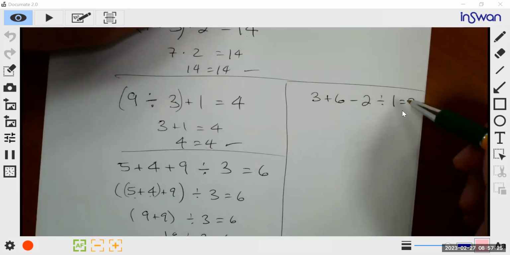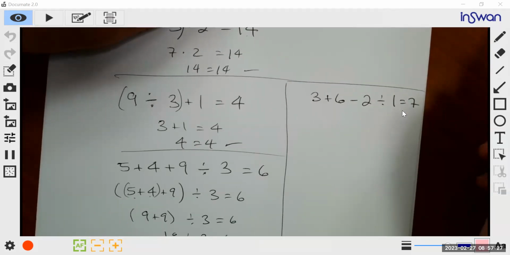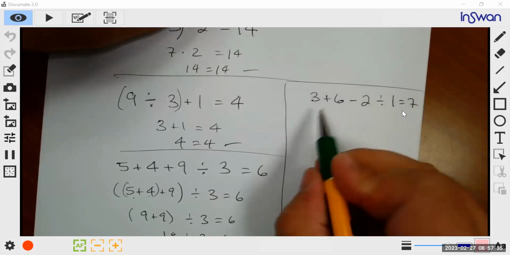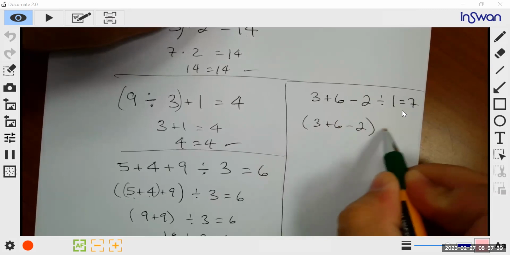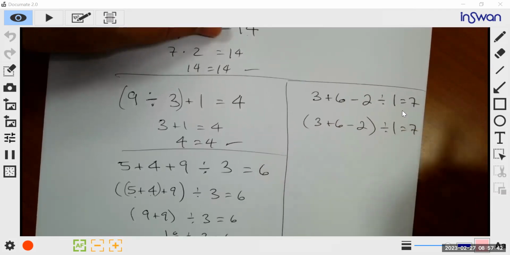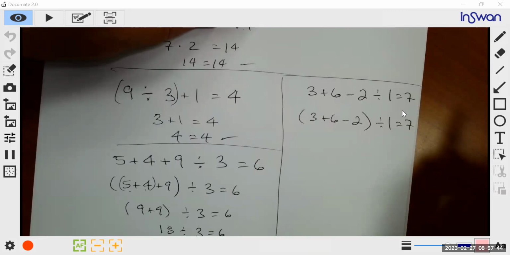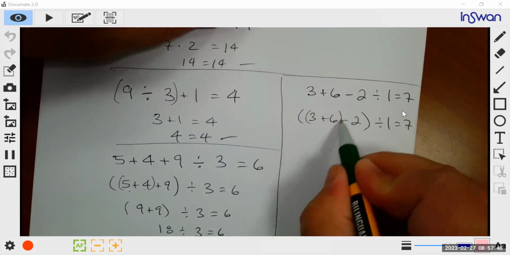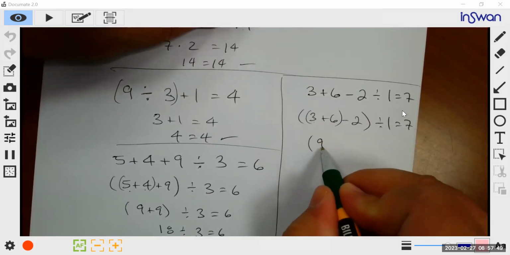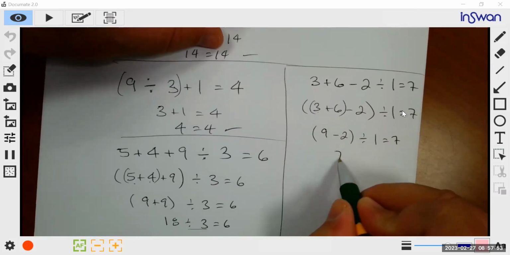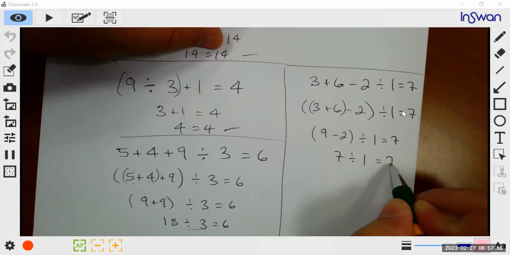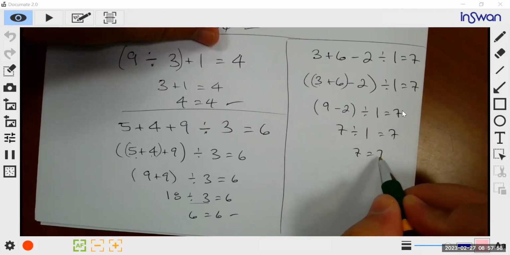3 plus 6 minus 2 divided by 1. Same thing here. So we put parentheses further. So 3 plus 6 is 9. 9 minus 2 is 7. 7 divided by 1 is 7. That works.